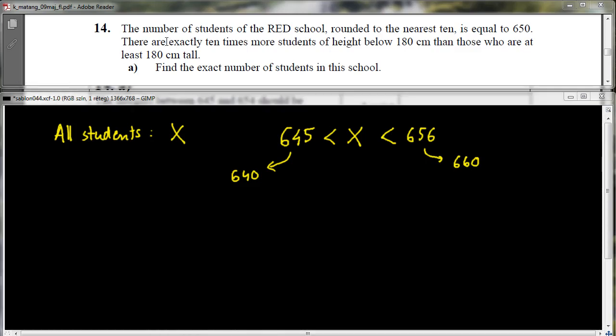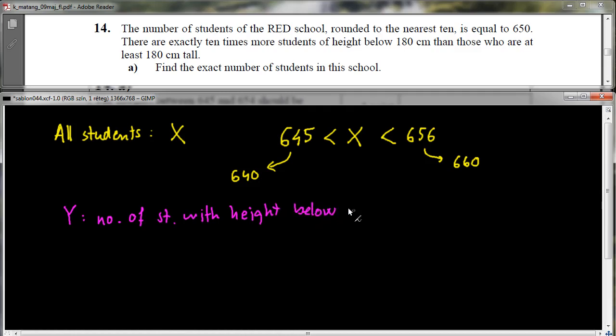We know that there are exactly 10 times more students of height below 180 cm than those who are at least 180 cm tall. So we should make a formula out of this. Let's say y is the number of students with height below 180 cm, and z will be the number of students with height at least 180 cm.